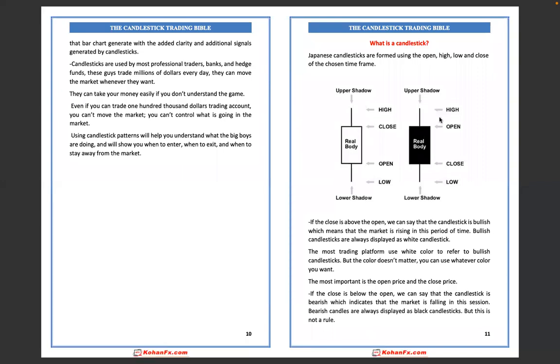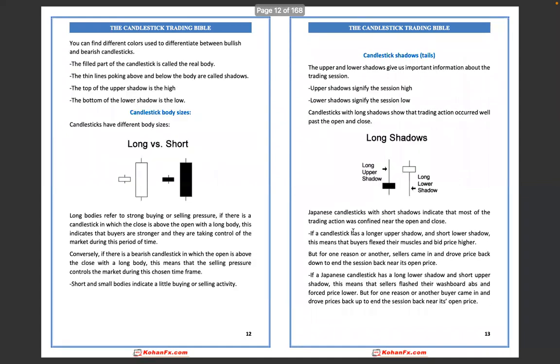And on the other hand, if the opening price is above the closing price, then we call it what? The bearish candle. I'm sure that we know this, so we can proceed. Great.